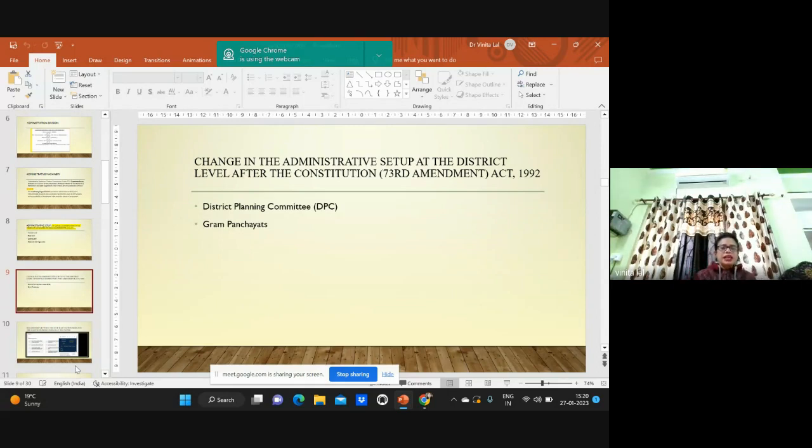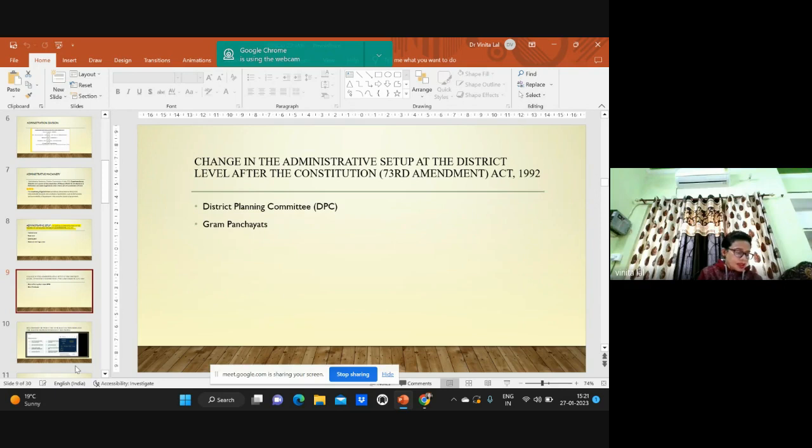This is the district planning committee and Gram Panchayat. The district planning committee is a requirement of both panchayats and municipalities, and it will be in charge of integrated planning for the district, urban and rural areas. It must prepare a draft development plan that addresses critical issues of common interest like water and natural resource sharing, among others.